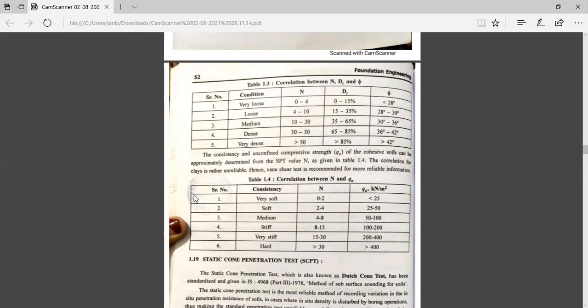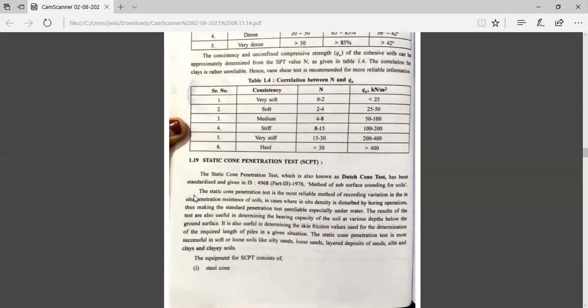The consistency and the unconfined compressive strength, denoted as qu, of the cohesive soil can be approximately determined from the SPT value N as per the table below, right? The correlation for clays is rather unreliable, and hence a shear test is recommended for more reliable information. So for the correlation between N and qu, if the consistency of the soil is very soft, then the value of N is between 0 to 2, and the value of qu is less than 25. There are different types of soil with different values, depending on the consistency of the soil.